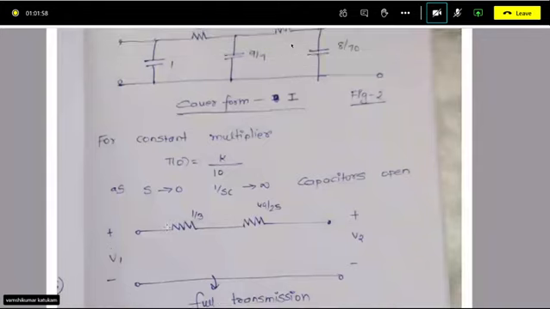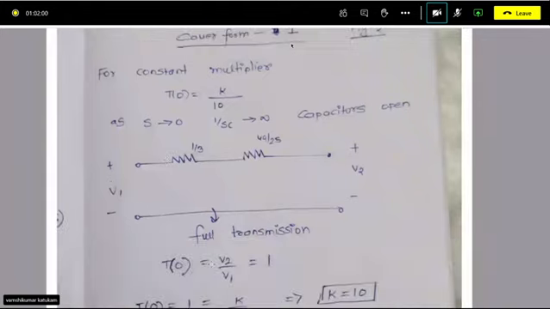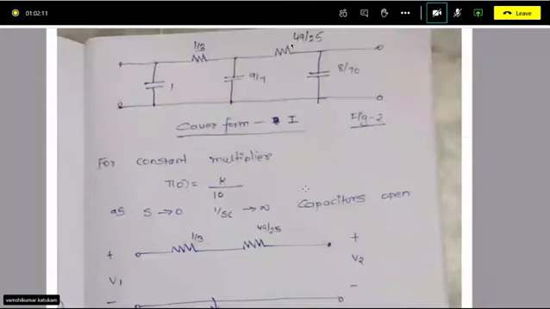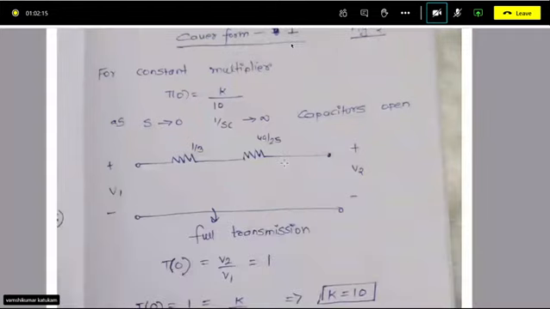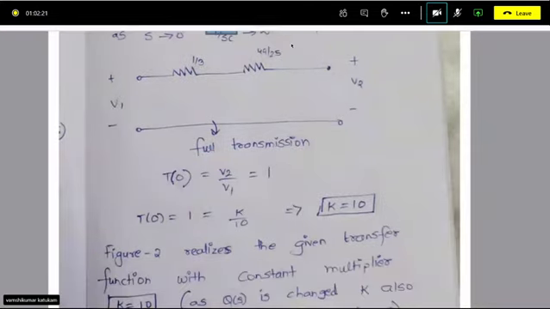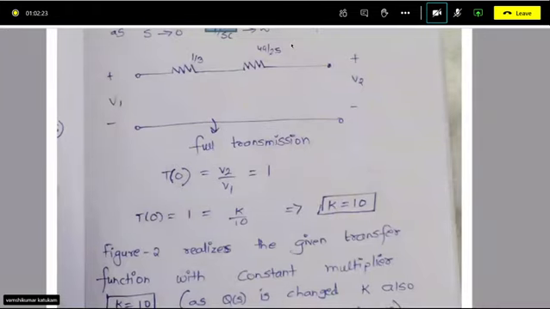Okay, full transmission. Unlike the previous case, where we were getting some ratio, R3 upon R1 plus R2 plus R3, here, since you have changed capital Q of s, you are getting full transmission. T of 0 is 1. So k by 10 is 1, so k is equal to 10.